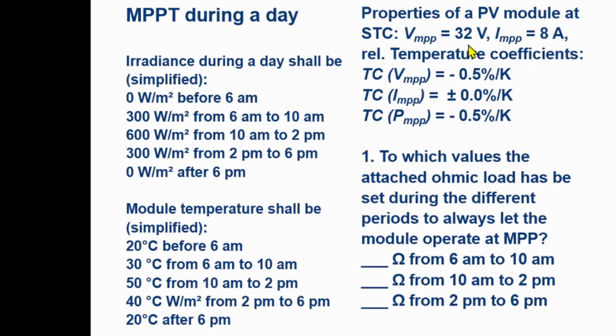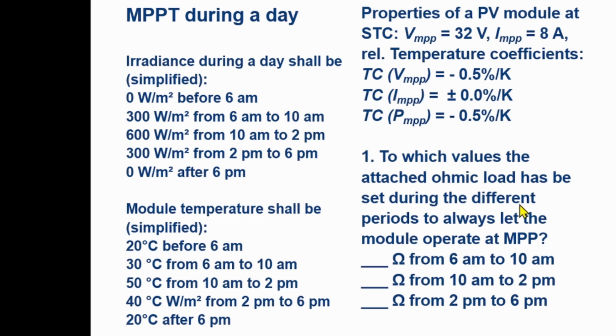The model is given here. The voltage at the maximum power point is 32 volts. Its current at the maximum power point is 8 amps, and the temperature coefficient for the power is minus 0.5% per Kelvin, and the temperature coefficient for the current is 0.